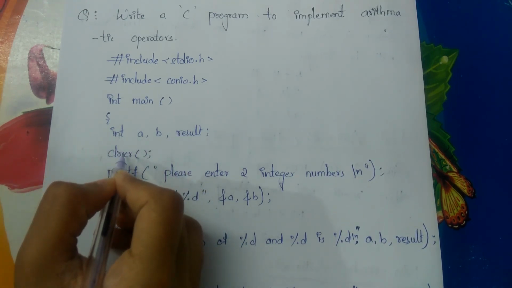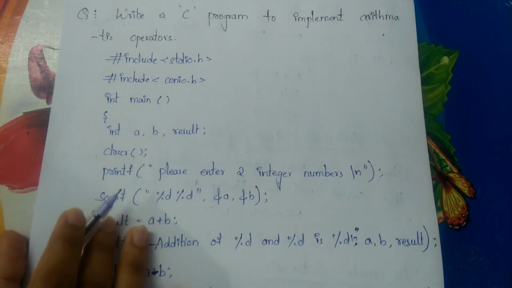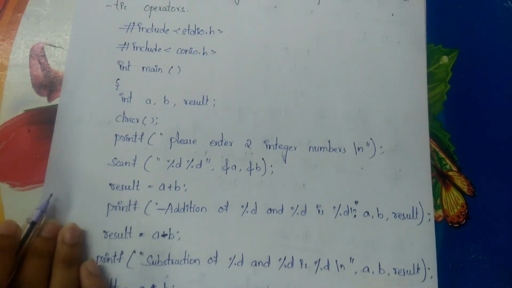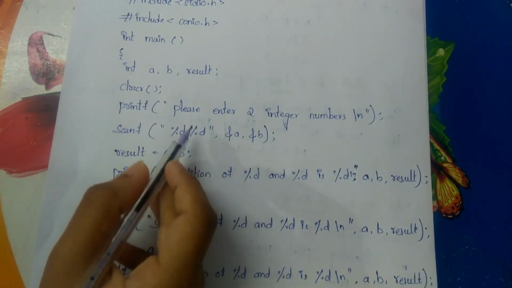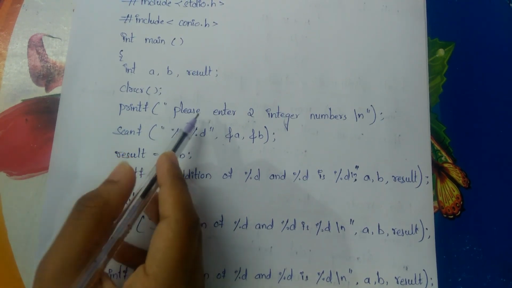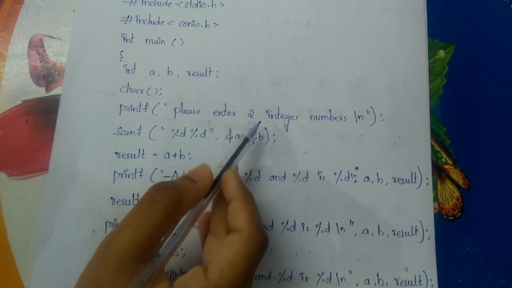Then next, clear screen, so the output of the previous programs will be cleared. So the program starts here. First printf: please enter two integer numbers. This printf statement will be displayed on the output screen. So whenever we see this, we have to enter two integers only.